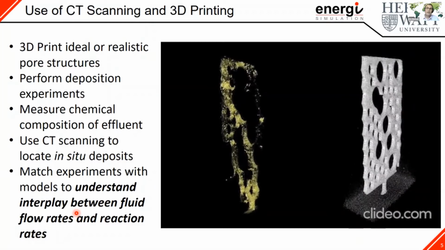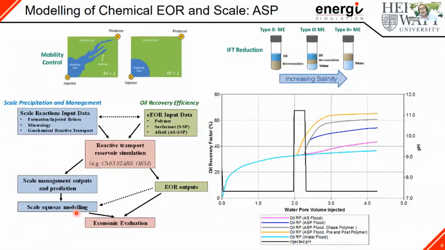Moving now on to chemical EOR processes, and particularly looking at alkali surfactant polymer flooding and doing reactive transport modeling to understand the propagation of these components, and also their impact on the scaling risk. So the alkali and surfactant are injected to mobilize residual oil, whereas the polymer is added to improve the sweep efficiency. Polymer flooding has been modeled for decades now very successfully. Still work to be done on that.